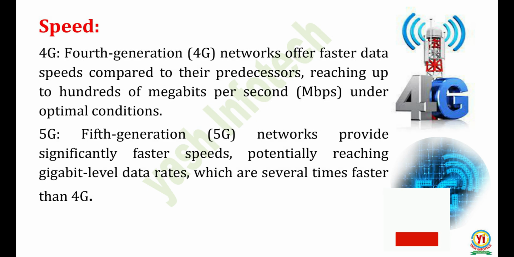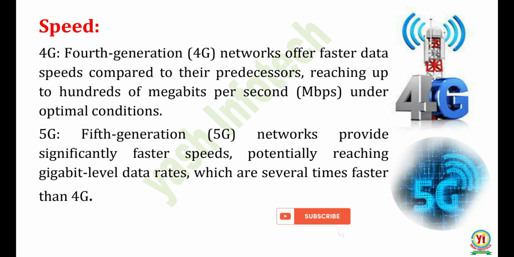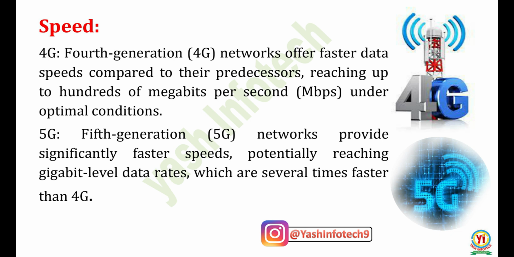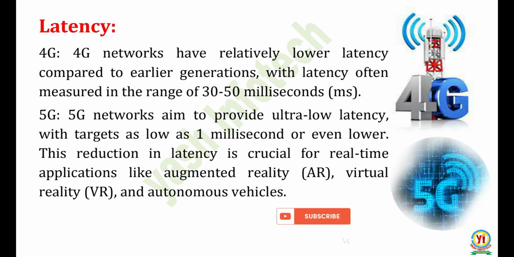Speed. 4G, fourth generation, networks offer faster data speeds compared to their predecessors, reaching up to hundreds of megabits per second (Mbps) under optimal conditions. 5G, fifth generation, networks provide significantly faster speeds, potentially reaching gigabit-level data rates, which are several times faster than 4G.